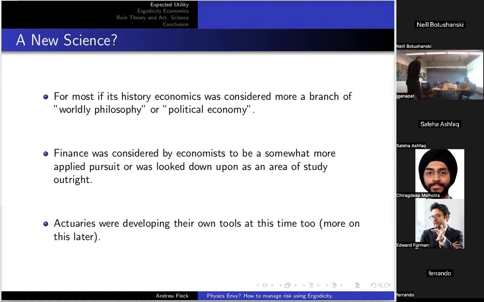The reality is that while this seems very well defined, it is still somewhat philosophical. For most of economic history, it was a branch of philosophy rather than a formal subject. For example, Adam Smith was a philosopher studying political economy; he wasn't an economist. But at the same time, financial markets existed, insurance markets existed, and people were doing these activities. It was always considered a more applied pursuit, almost like a trade. And in the last century, actuaries were coming into their own, developing their own tools before this was formally integrated into economics.